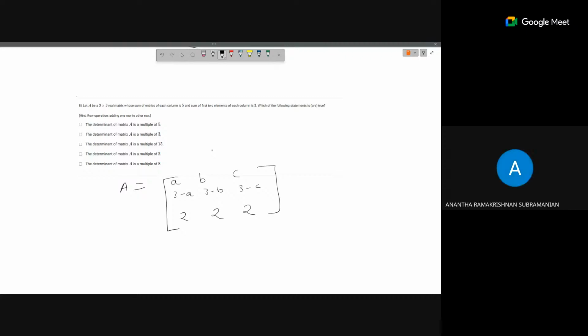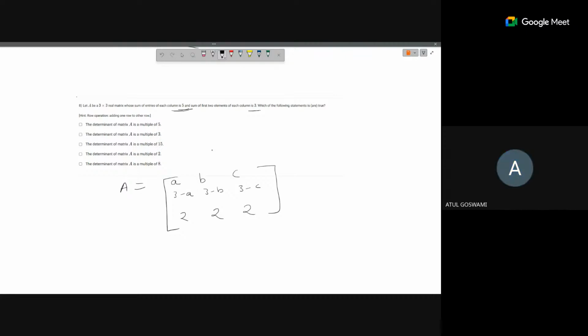No, actually, yeah, I didn't write this way. But now you are satisfied with this, that this is A actually. Yeah. Okay. So as per the given condition, the sum of the column is 5. Sum of the first two entries in each column should be 3. This is satisfied, right? Okay. Now just try. You will be able to solve this. Yeah, sure, I'll try to find that.